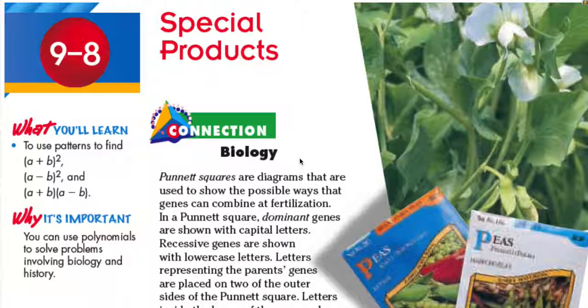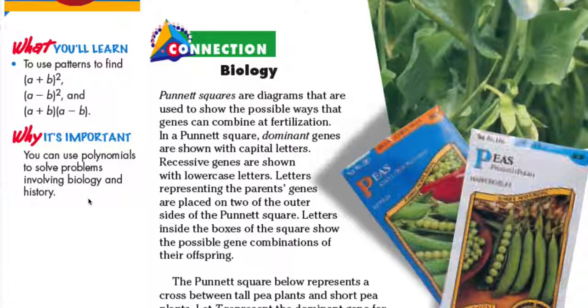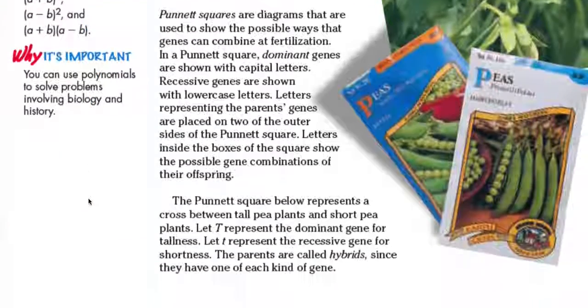Lesson 9-8 Special Products, and in this lesson you learn to use patterns to find the quantity a plus b squared, the quantity a minus b squared, and the quantity a plus b times the quantity a minus b. So why is it important? Because you can use polynomials to solve problems involving biology and history. Let's take a look at this biology connection.